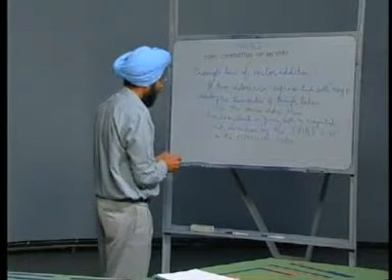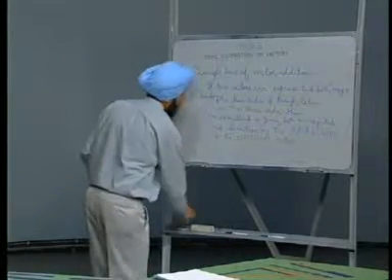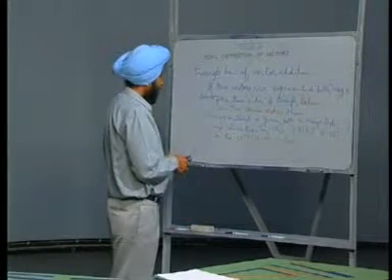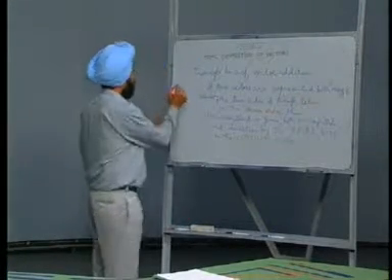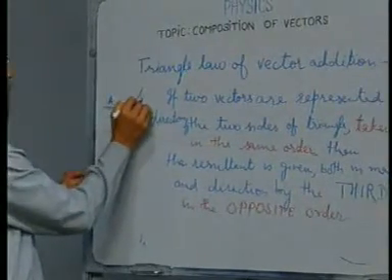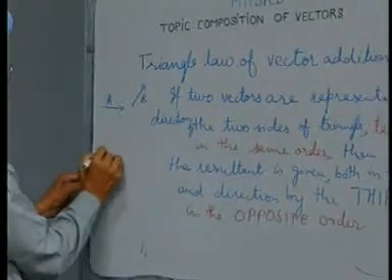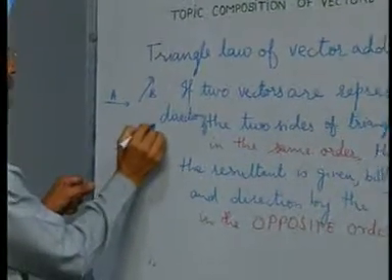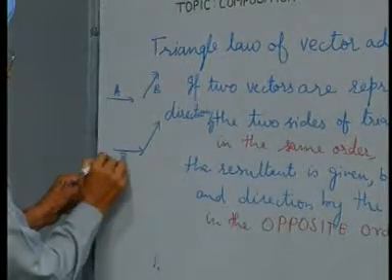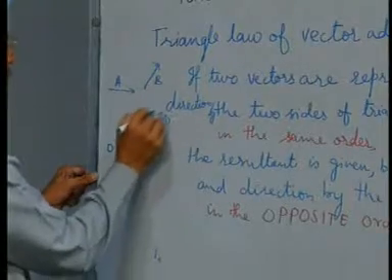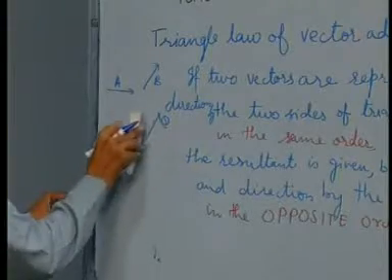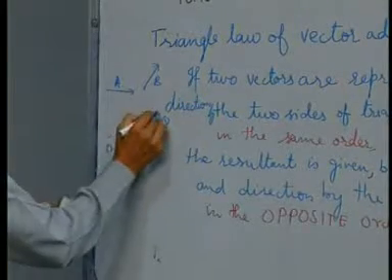This is the statement of the triangle law of vectors. If we have two vectors A and B, we can represent these vectors with the sides of a triangle OPQ, then the resultant is given by the third side taken in the opposite order.